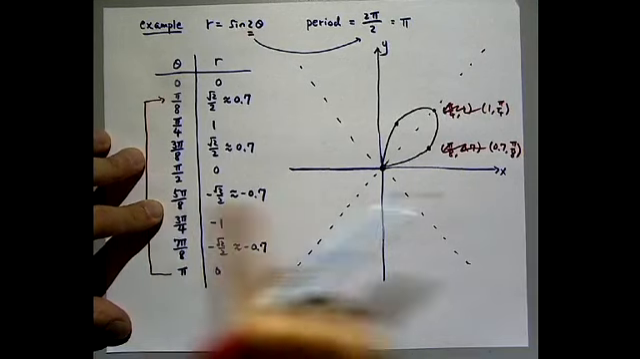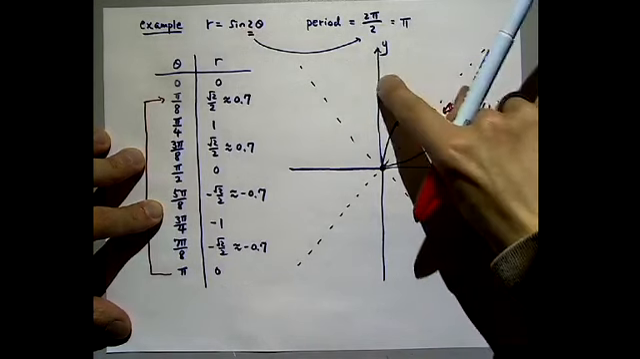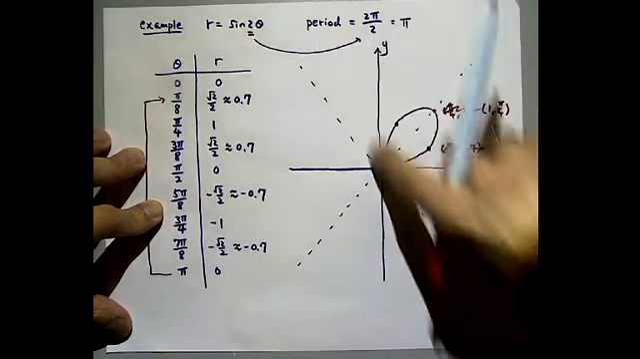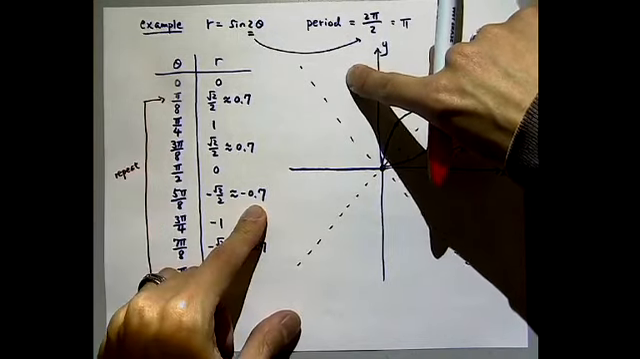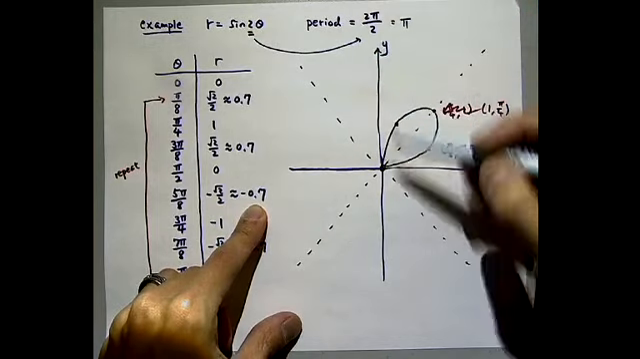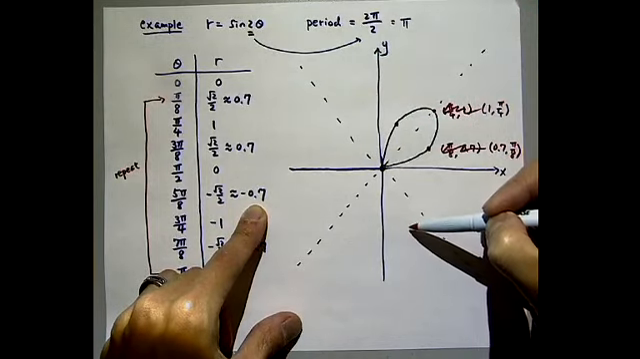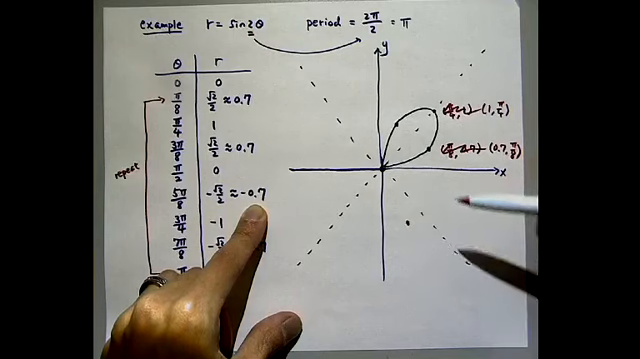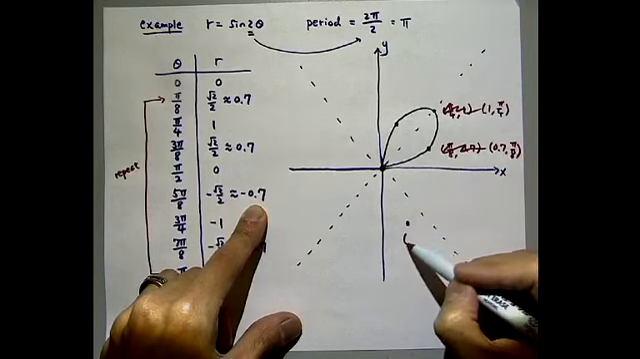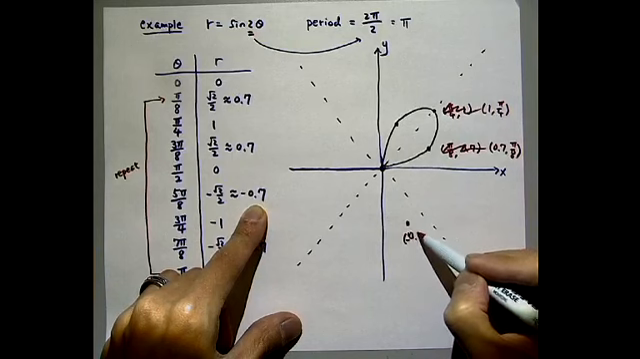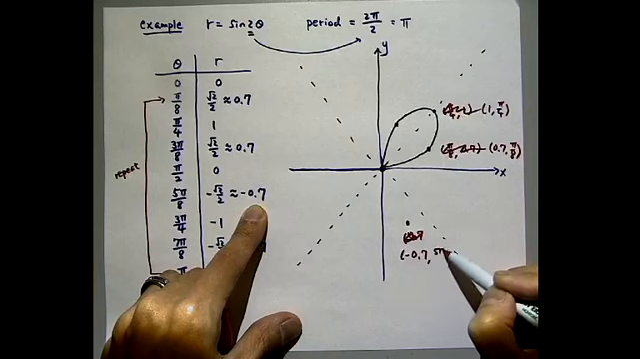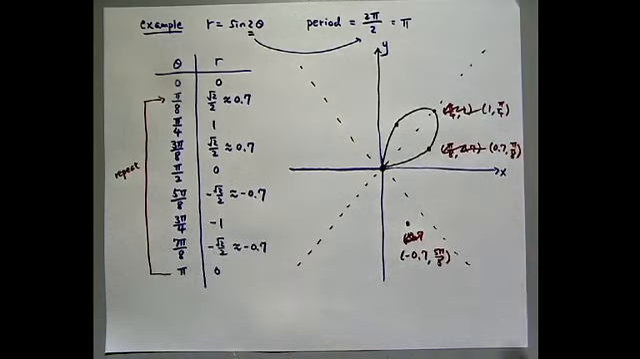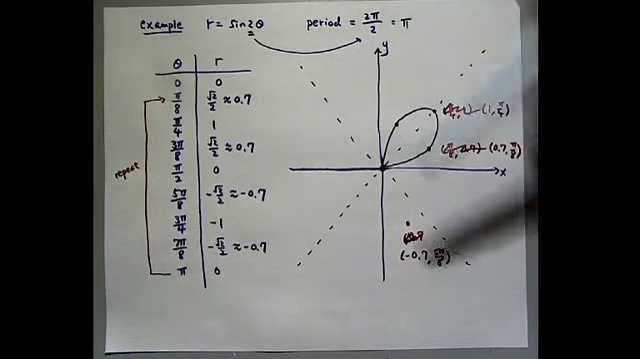Then 5 pi over 8. 1, 2, 3, 4. 5 pi over 8 puts me in the second quadrant, but with a negative r, I get kicked into the fourth quadrant. Negative 0.7, roughly here. So once again, 5 pi over 8 puts you here, but negative r kicks you into the opposite quadrant.